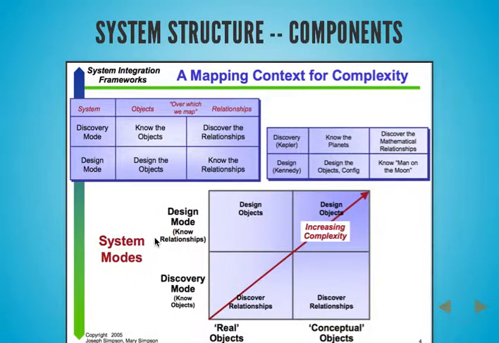So, in our mapping context for complexity, we usually use system concepts in two different modes: design mode and discovery mode. In this particular case, we're in discovery mode. We know the objects, and we're discovering the relationships between each of the objects. Most people that use graphic types of systems are using those graphical representations in the design mode, where they know the relationships and are designing the objects to meet those relationships. But that's not the case here. In this case, we're actually discovering the system structure and using the system concepts in a discovery mode.